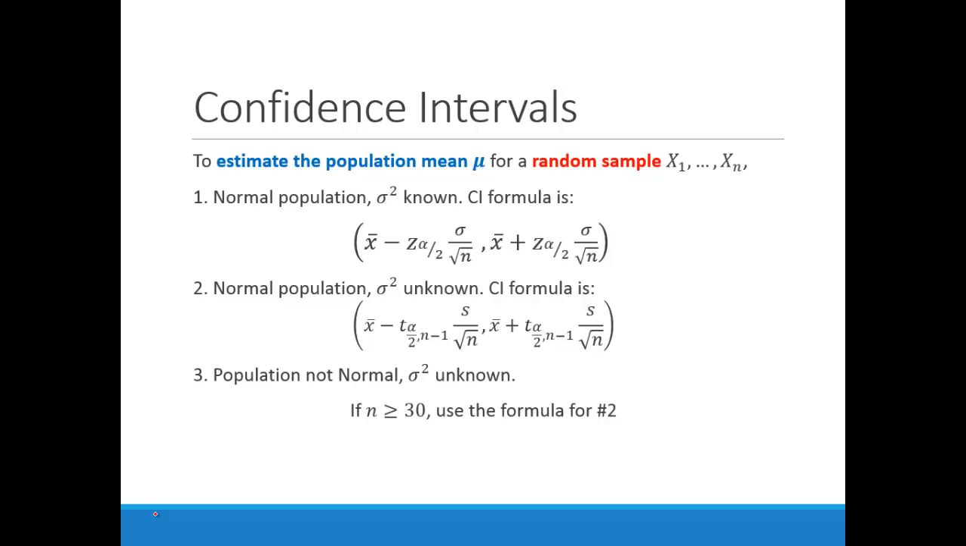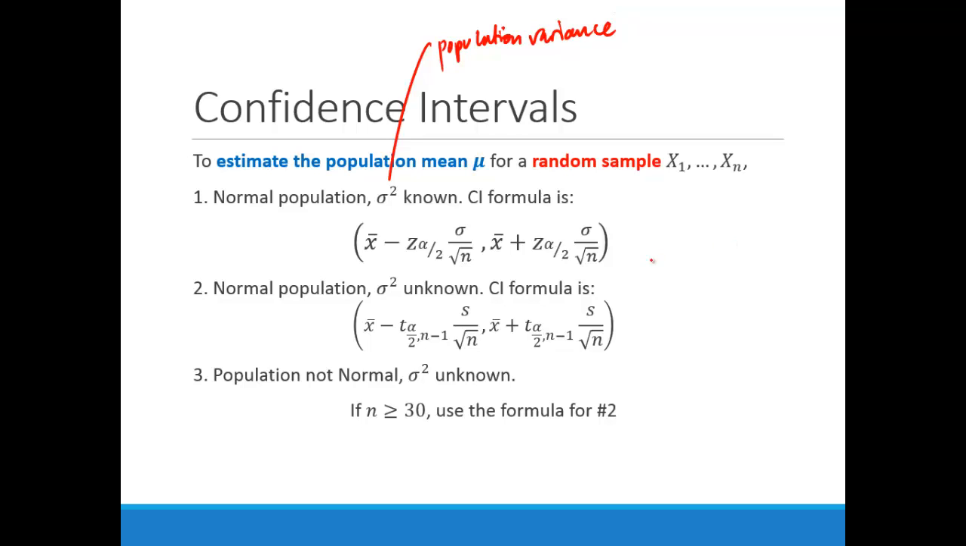We've seen three situations to motivate our discussion. We started out by saying we have a normal population in which we know what sigma squared is. We don't know what the population mean is, but somehow we know what the population variance, sigma squared, is. And our confidence interval is constructed as follows.